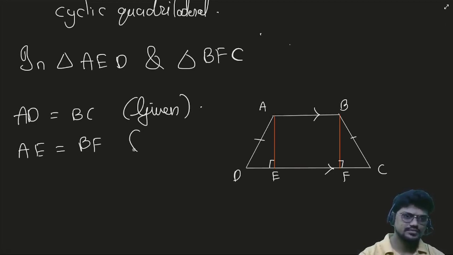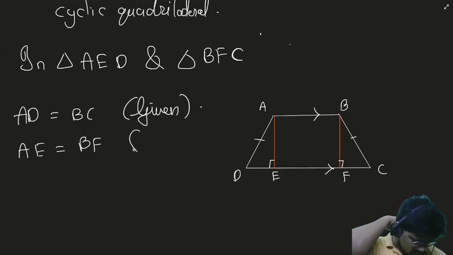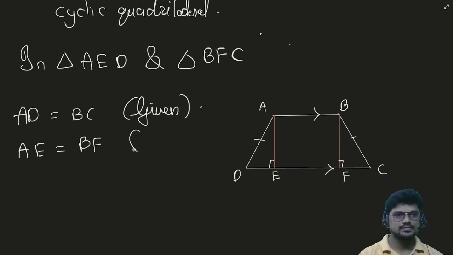Dhruv, you will not say. Anyone else? Why will AE be equal to BF? Because they are parallel. Because it is the distance between the parallel lines.